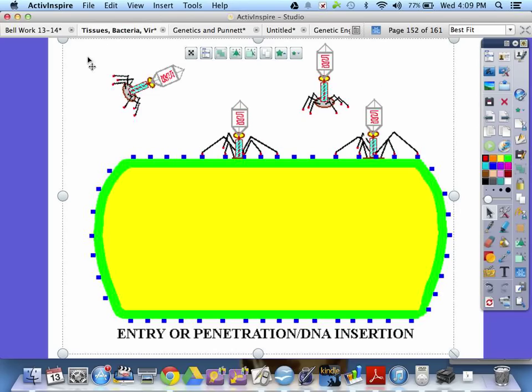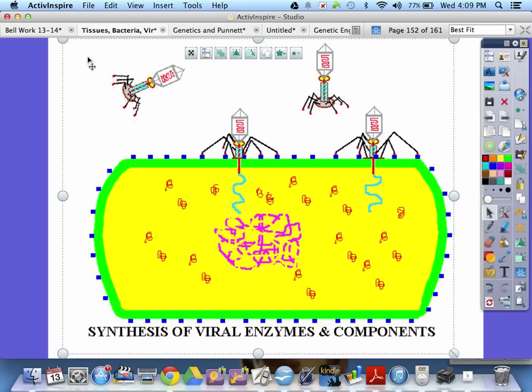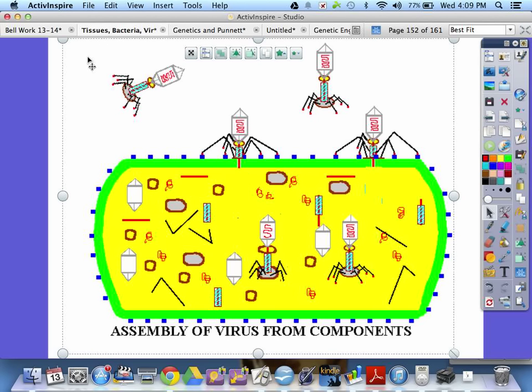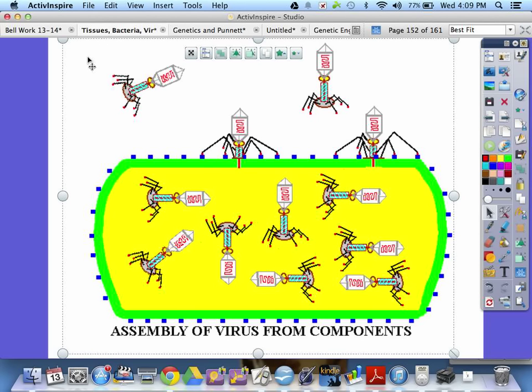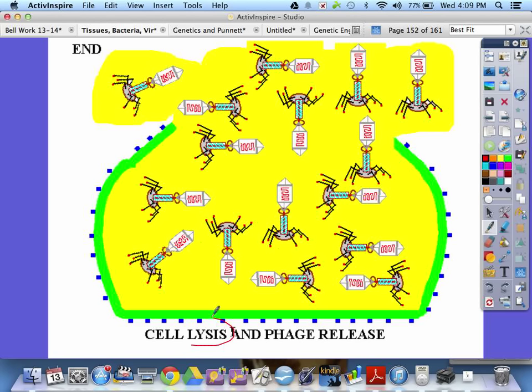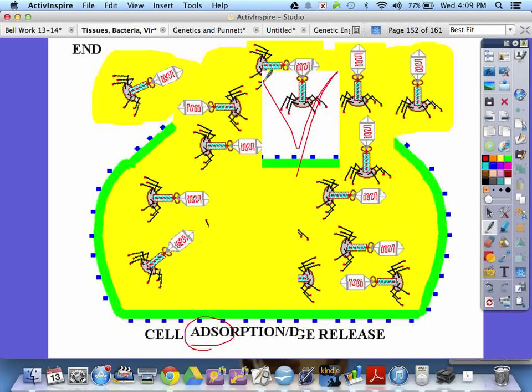Now you see the tails were stuck. That's the pin. It's attaching. It's injecting its DNA. It's coding for all the different parts of the virus particle, makes a bunch of different viruses, and then they break out. It's called lysis when they burst out like that.